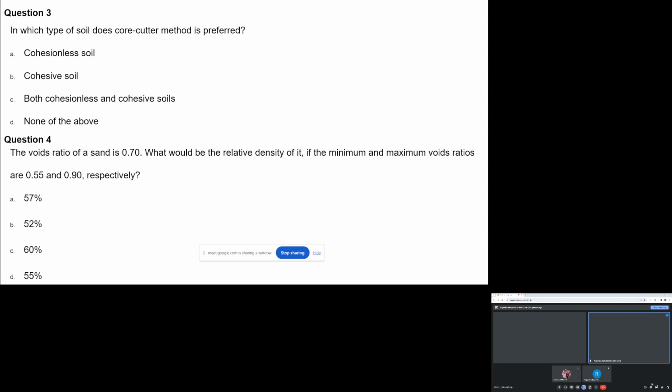Third question. Core cutter method is preferred in which type of soils? Option A, cohesionless. Option B, cohesive. Option C, both. Option D, none of the above. Cohesive soils. Okay. Option B. Okay, right option is cohesive soils.